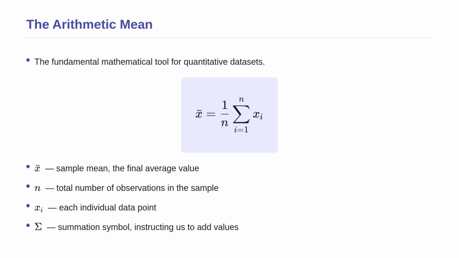In plain words, x bar represents the sample mean we want to find. The variable n is the total number of observations. The symbol x sub i represents each individual data point, and the Greek letter sigma tells us to add them all up. If the sample size n increases, the mean becomes a much more reliable representation of the population, reducing the impact of extreme outliers.